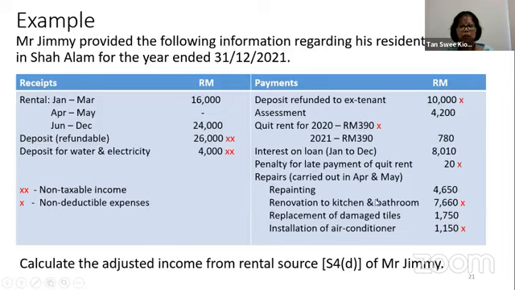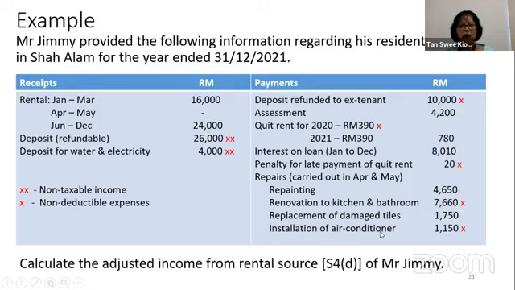Okay, repair and maintenance. Repainting is under repair and maintenance, deductible expenses. Renovation to kitchen and bathroom, non-deductible. Renovation cost will offset against your disposal price when you sell your property. Replacement of damaged tiles under repair and maintenance, yes, deductible expenses.